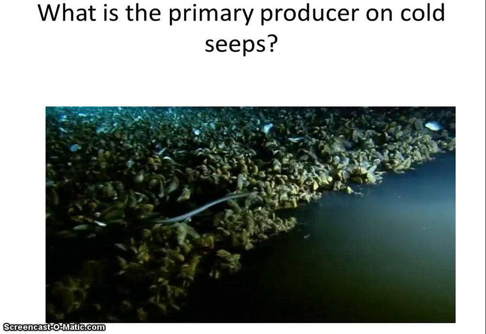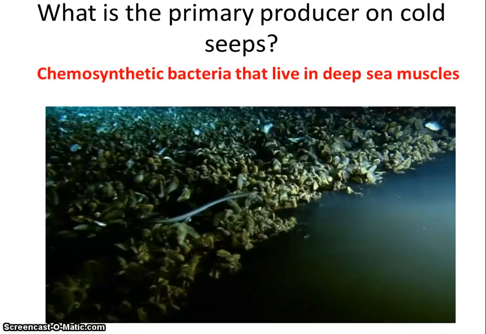Cold seeps also have chemosynthesis, only in cold seeps, the chemosynthesis comes from mussels that live right up against that deep sea cold seep. Again, in that cold seep, you have a large, briny, dense kind of mixture of chemicals and methane and sulfates, and that's what the bacteria that now lives inside of these mussels is going to remove from the water in order to use for chemosynthesis.